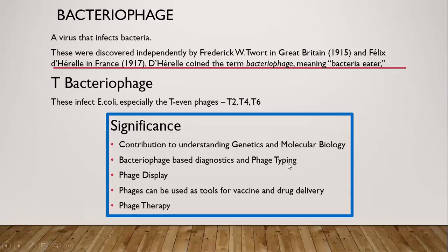Bacteriophage-based diagnostics and phage typing. Phage virions and the proteins they code for are useful for the detection and specific identification of bacteria, as the phage-bacteria interaction is specific. Phage display. Phage display is a technique in which a gene encoding a protein of interest is inserted into a phage coat protein gene, and that causes the phage to display the protein on its outside. This technique is of great importance in immunotherapy.